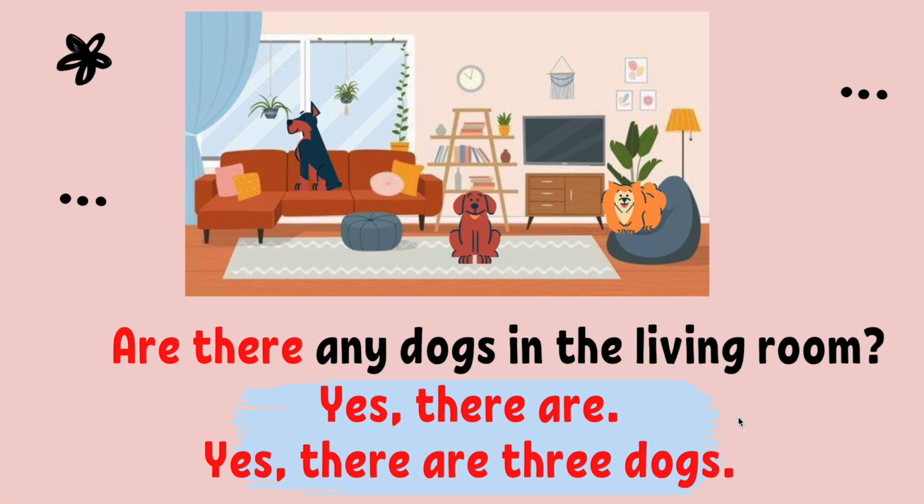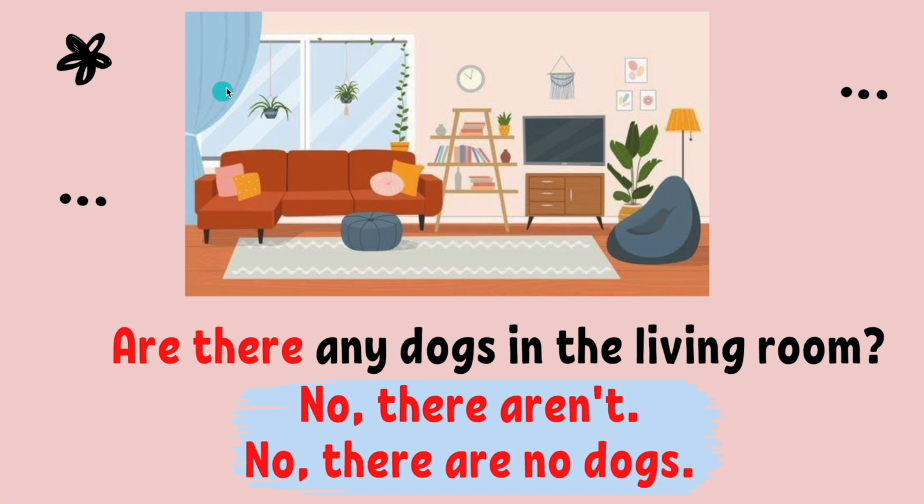Alright? Now, let's say if there are no dogs here, how do you want to use it? Okay, again, the same question. Are there any dogs in the living room? So, in this living room here, there are no dogs. You want to answer is no, there aren't. Okay, aren't here is a short form for are not.